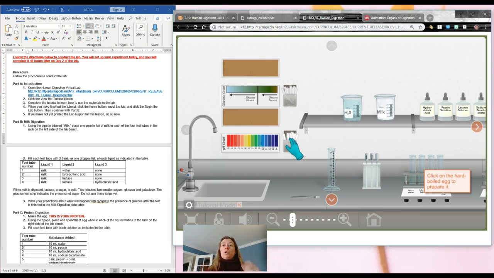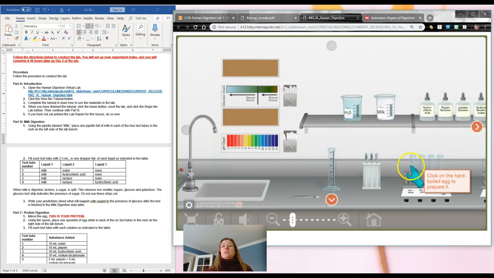So you're going to take one of these strips at some point, and you're going to have to test your solutions and compare it to this chart here. And you're going to take some of these strips when you're dealing with the milk, and you're going to compare it to this color scheme here. So when it asks you to do that, you want to come over here to the wall to do that.